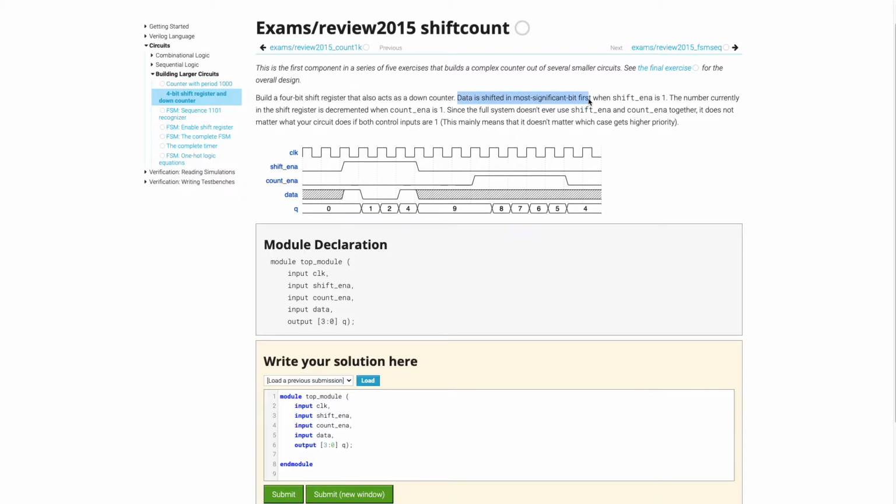I don't get why this says data is shifted in MSB first. This says otherwise. You're at 0, you do 1, and then it keeps shifting 2, which means you shift it in the LSB, and then 4, and then 9. So, all right.